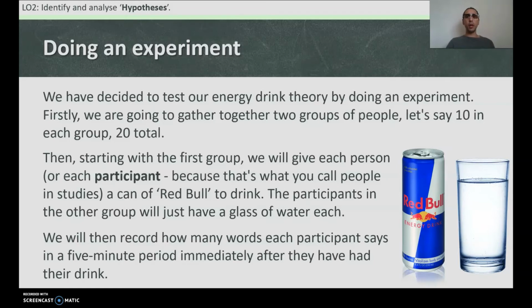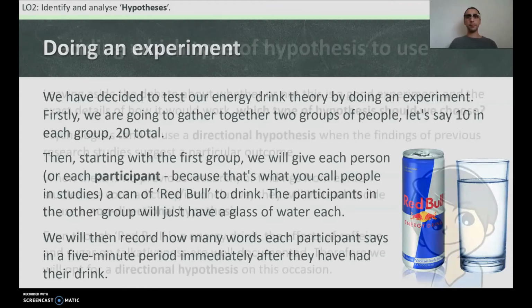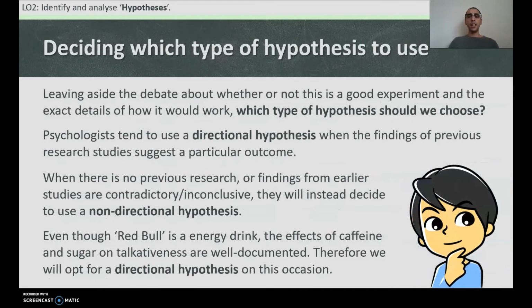So 10 of your participants are having a can of Red Bull and 10 people are having water. We will then record how many words each participant says in a 5-minute period immediately after they have had their drink. Leaving aside the debate about whether or not this is a good experiment and the exact details of how it would work, which type of hypothesis should we choose?